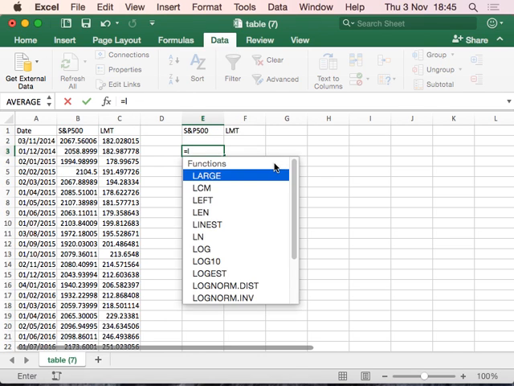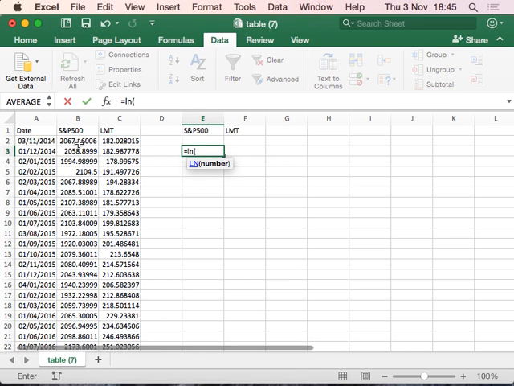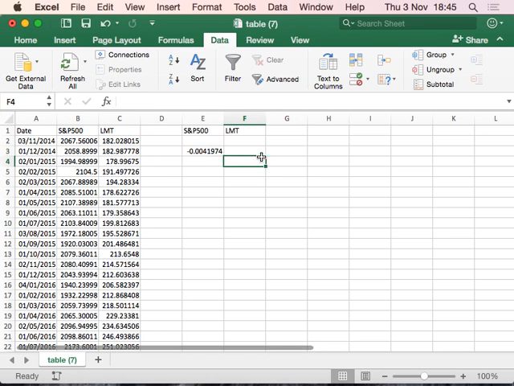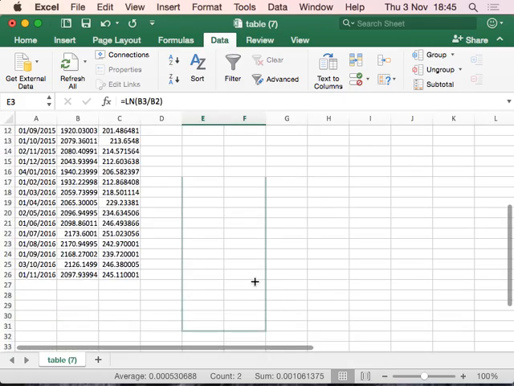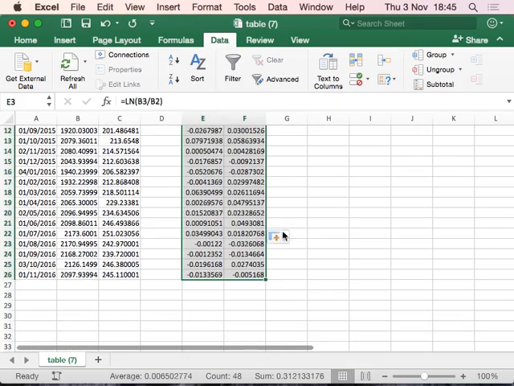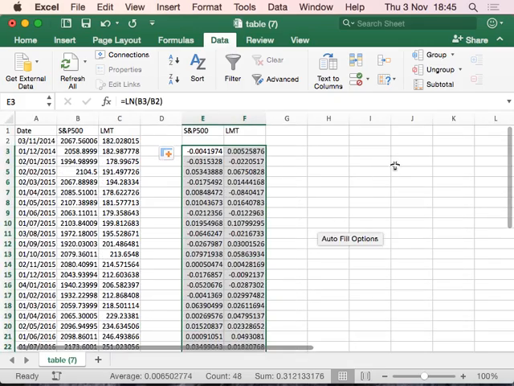Okay, returns. So we take log returns, yeah? Log returns. And do this for LMT as well. It's not copying the formula for some reason. Now, all I need now is to put this in a graph.